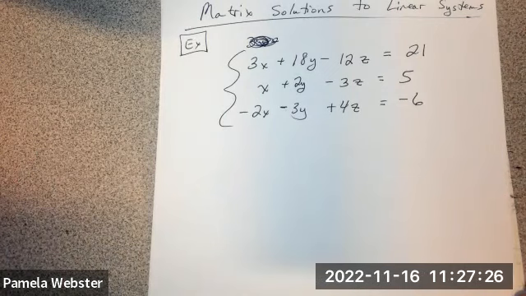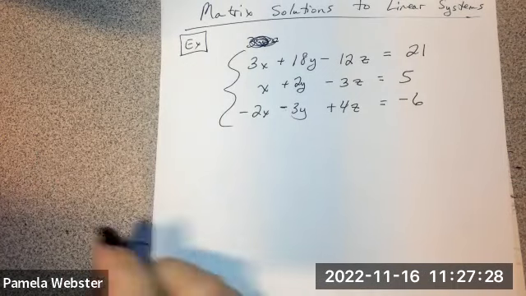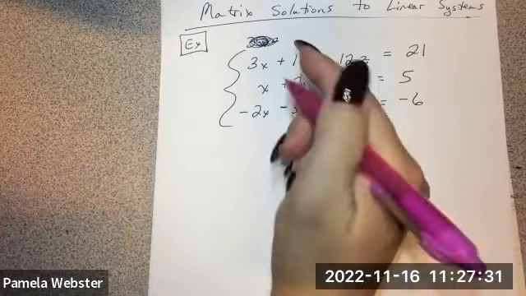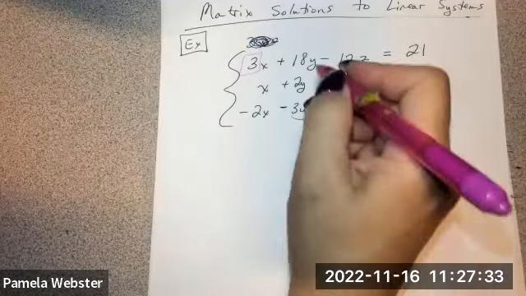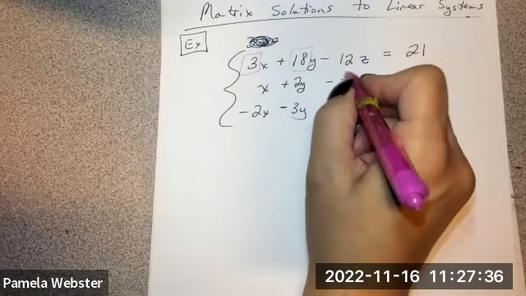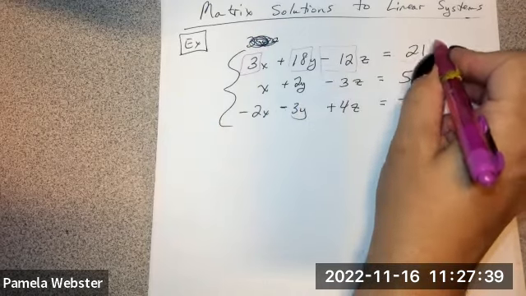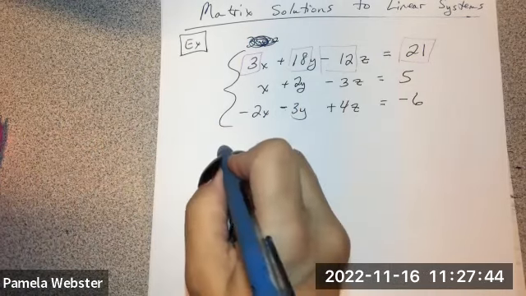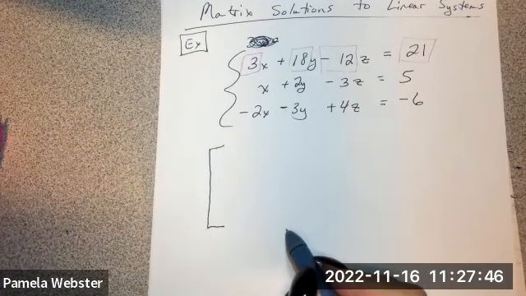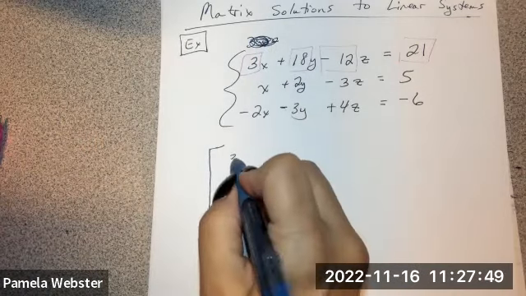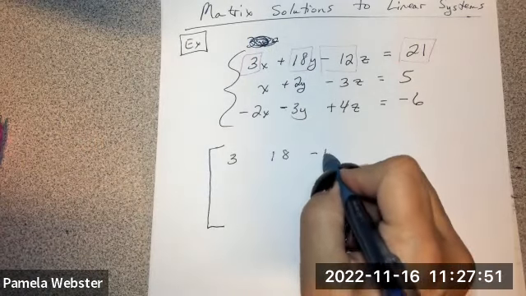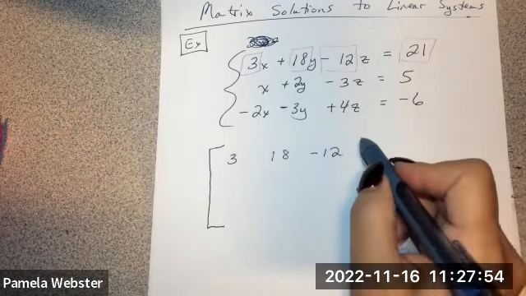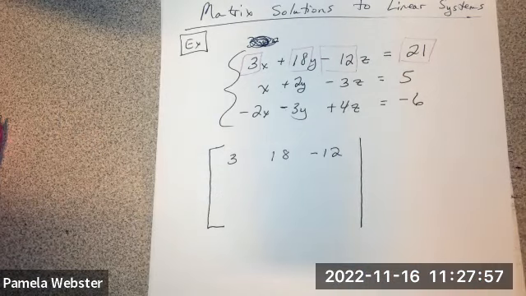And what a matrix looks like is a big hard bracket. Okay, and then we're just going to pull out the coefficients. So I'm going to pull the 3, the 18, the negative 12, and the 21. So this is what a matrix is normally going to look like when we're doing these things. I'm going to have this big hard bracket, and I'm going to have 3, 18, negative 12, and then they're going to draw a vertical line here. Okay, the point of the vertical line is it lets me know that on the left-hand side is all my variables, right?